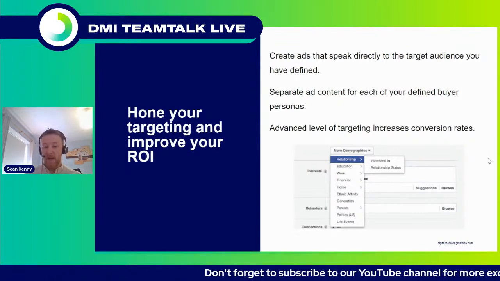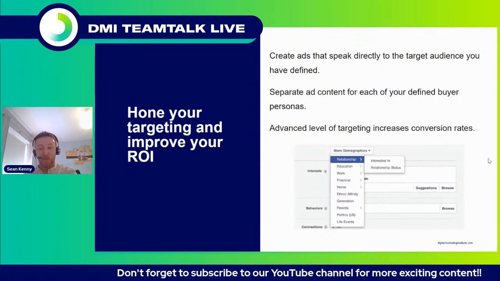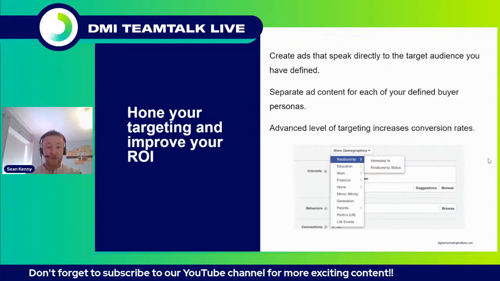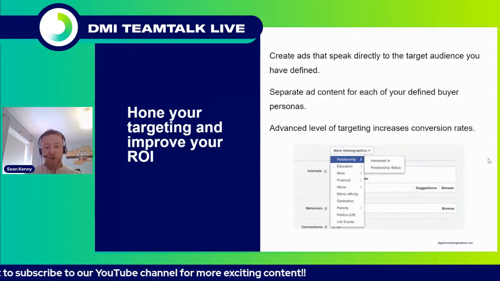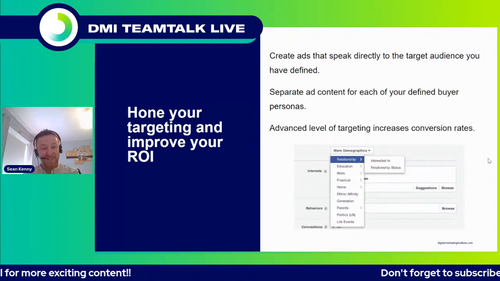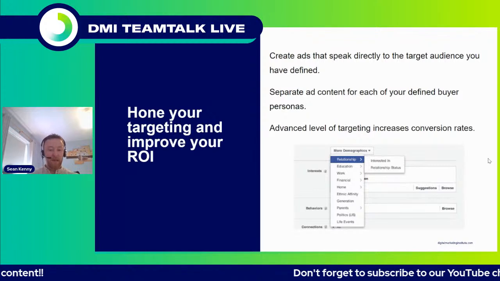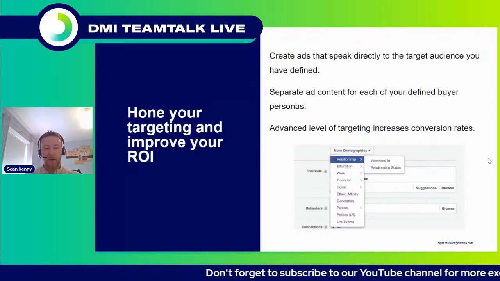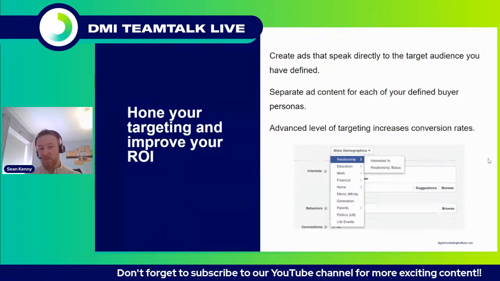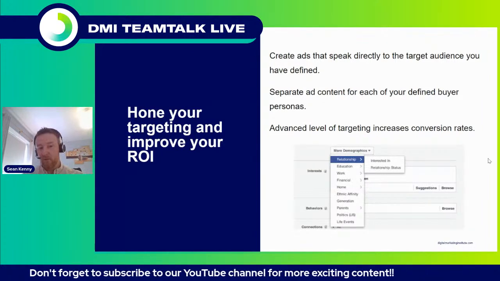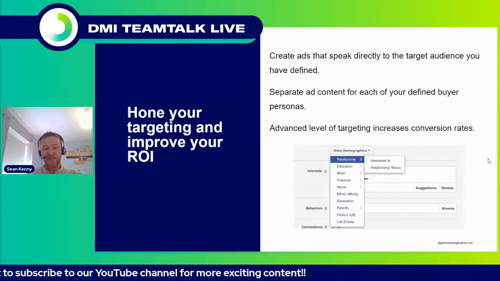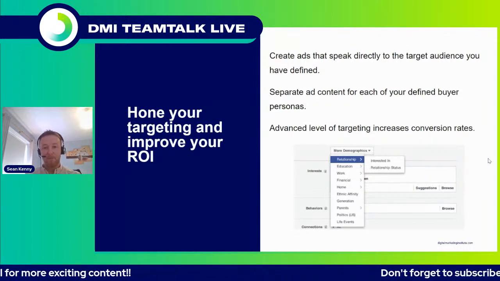The screenshot here is showing you can target people who are in a relationship. You can target them according to their education or where they work, where they're located, what generation they fall into, their political views, life events, and so on. These are actually all the types of information that you would be gathering for buyer personas. So you can see how they directly feed back into the options on paid ads.